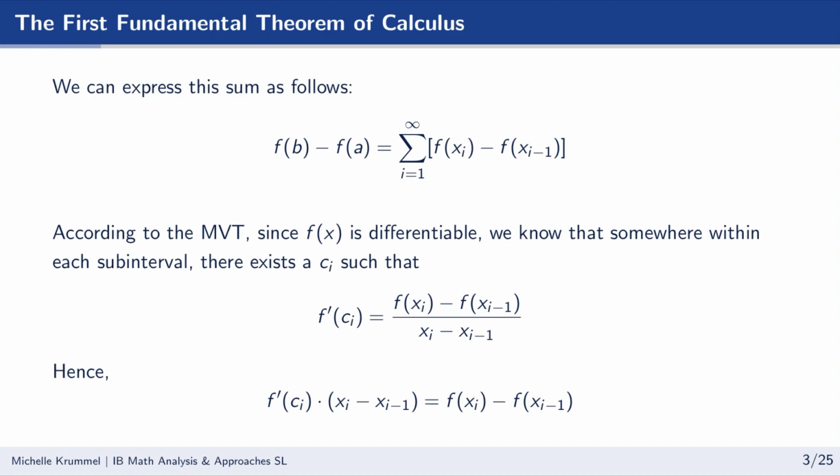And then rearranging the terms of the equation, if we multiply both sides of the equation by the denominator over here, we get this result. Remember, this right here is just that net change on a subinterval. And we can say now that that is equal to f prime of c sub i for some value c in that interval times x sub i minus x sub i minus 1.